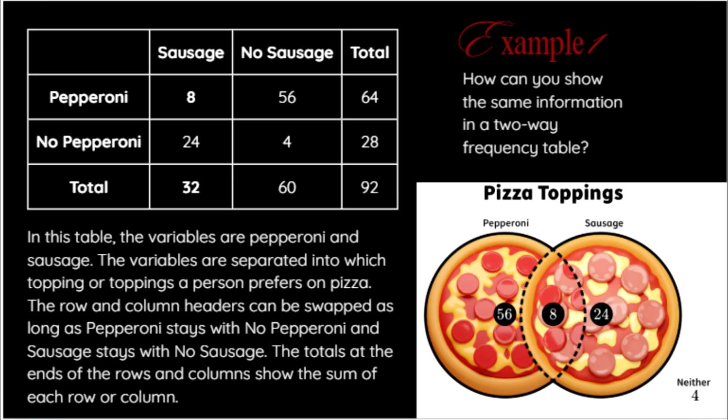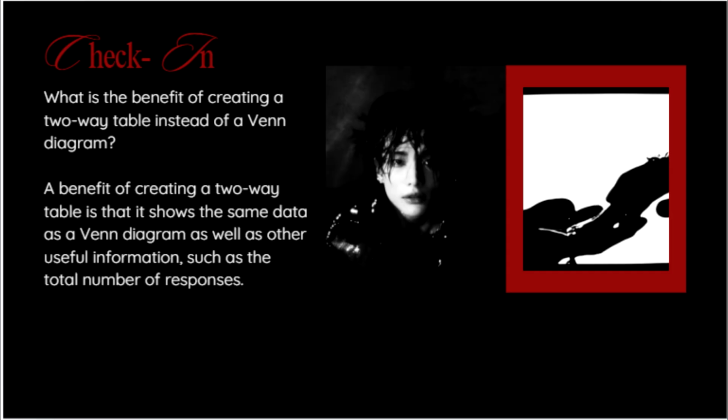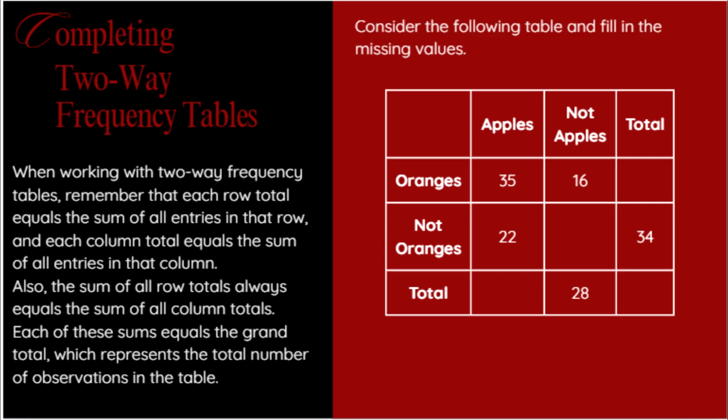The totals at the end of the rows and columns show the sum of each row or column. Here is a check-in. What is the benefit of creating a two-way table instead of a Venn diagram? A benefit of creating a two-way table is that it shows the same data as a Venn diagram as well as other useful information, such as the total number of responses. So there's more info on the table than the Venn diagram.